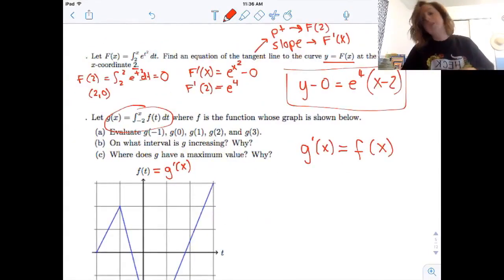Okay, so when I am asked about mins, max, increasing, decreasing, concave up, concave down, I know that I'm looking at a graph of the derivative, and then it's a curve sketching problem. Then I could have given you this problem in November, and you would have been fine.